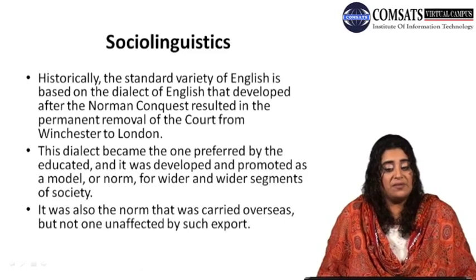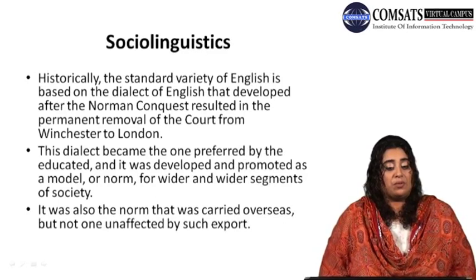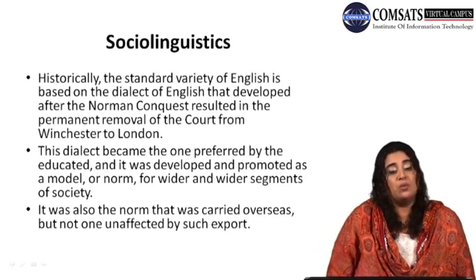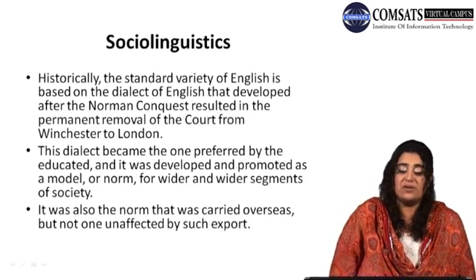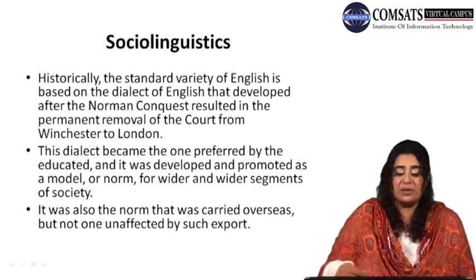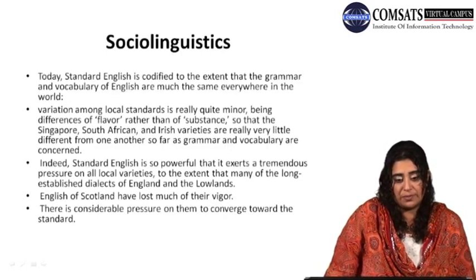So historically the standard variety of English is based on the dialect of English that developed after the Norman conquest, which resulted in the permanent removal of the court from Winchester to London. So the dialect became the one preferred by the educated, and it was developed and promoted as a model or norm for wider and wider segments of society. So it was also the norm that was carried overseas, but not as unaffected by such support or such export.